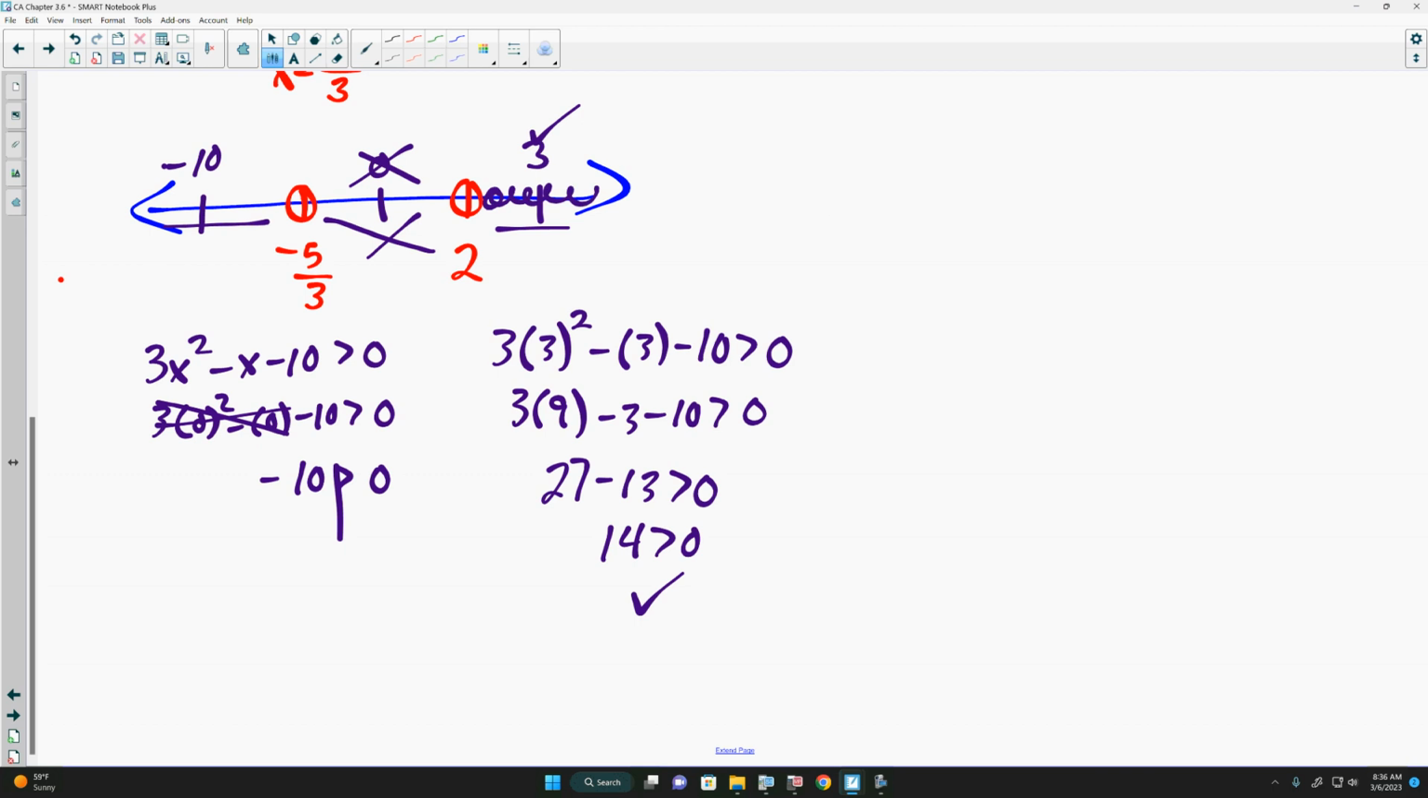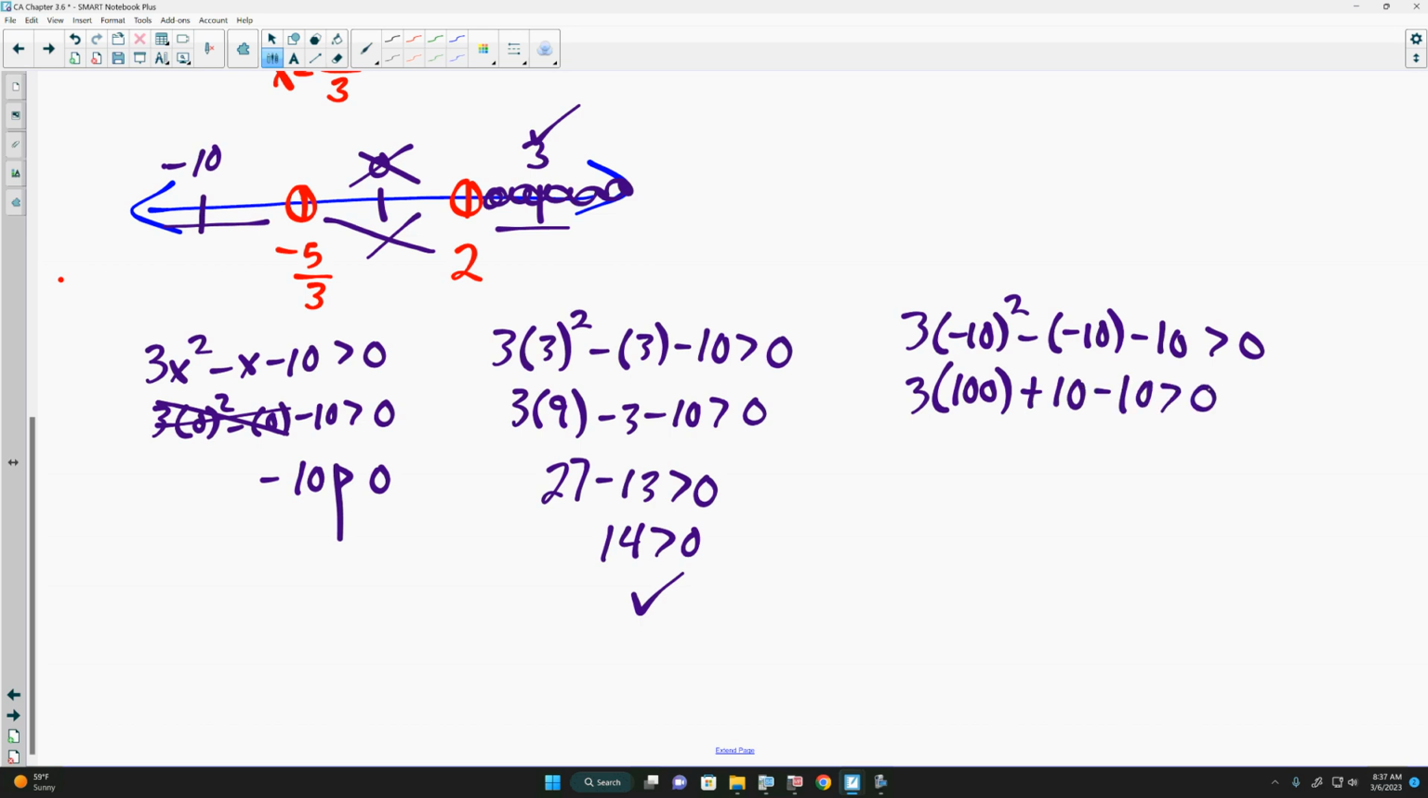So if we were doing this on a number line, we'd highlight all that in. And we can do the same thing with negative 10. Negative 10 squared is 100. Negative 10 is plus 10. Those cancel. Is 300 greater than 0? Yes. So that works. So we have all this here. Questions on any of this here?